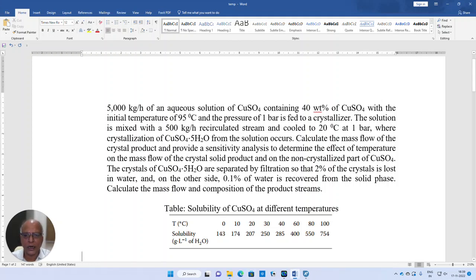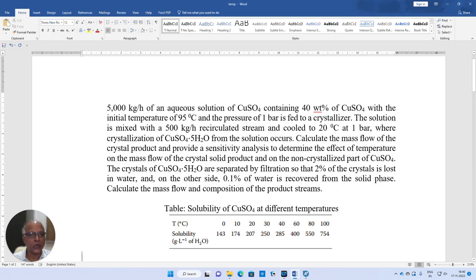In this session, I would like to demonstrate another example of handling solids. This has something to do with crystallization and separation of crystals from the solution. You have 5000 kg per hour of an aqueous solution of copper sulfate in water containing 40% copper sulfate at a temperature of 95 degrees centigrade and 1 bar, fed to a crystallizer.